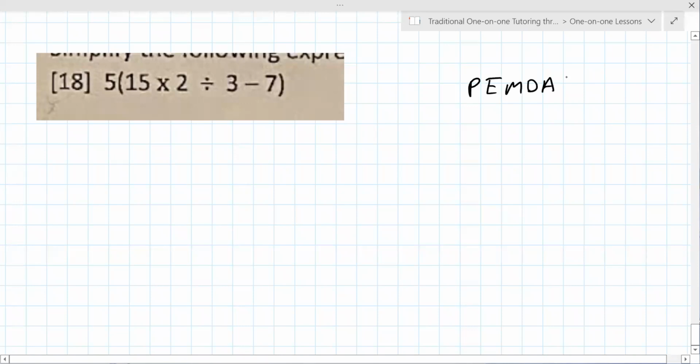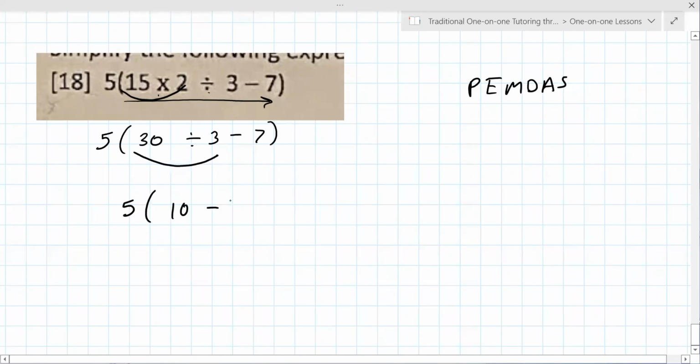You PEMDAS. Look inside parentheses. Now, whenever you have multiplication and division, you just do things left to right. So you're actually just going to move left to right here. I like to do them one at a time before you give a final answer. So I use up the 15 times the 2, and then it's 30 divided by 3, which is 10. And then 10 minus 7 is 3.